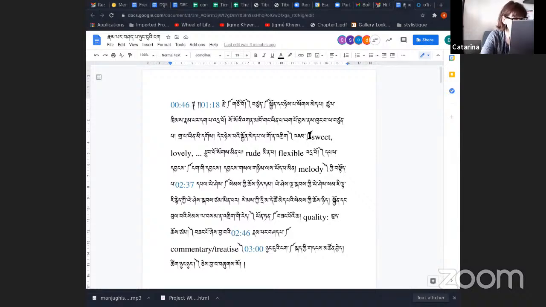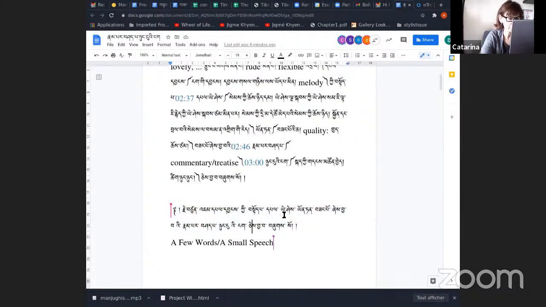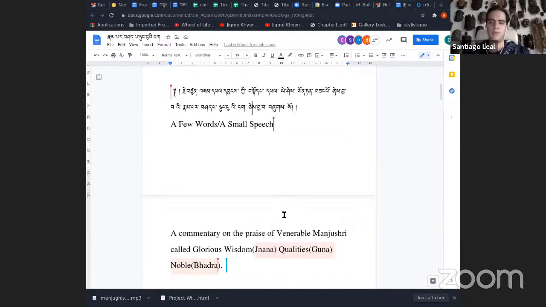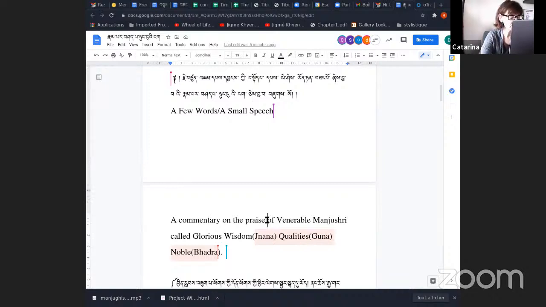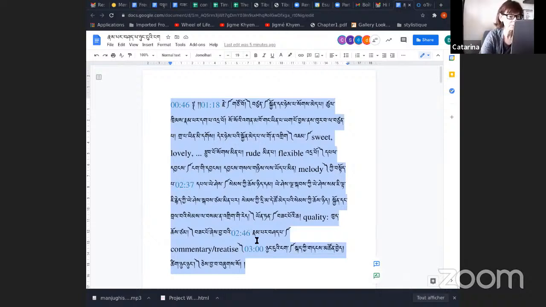And here we don't have anything of the text. So what you placed here, the brief words. Why did you write the English there? Because this is the literal translation. You are saying a few words, a small speech. This is the title of the commentary. So here, let me make things clear. This is the text with the Khenpo's explanation. Both of them are together.